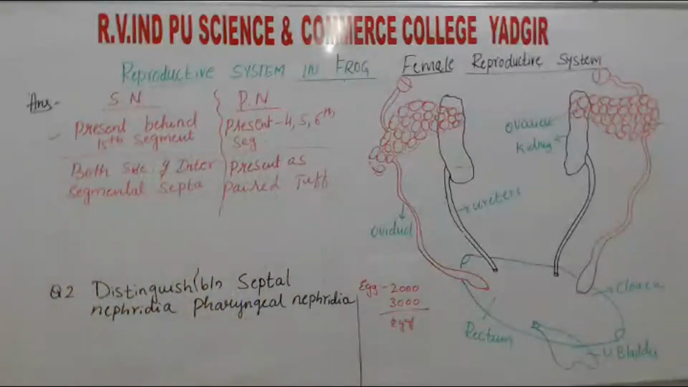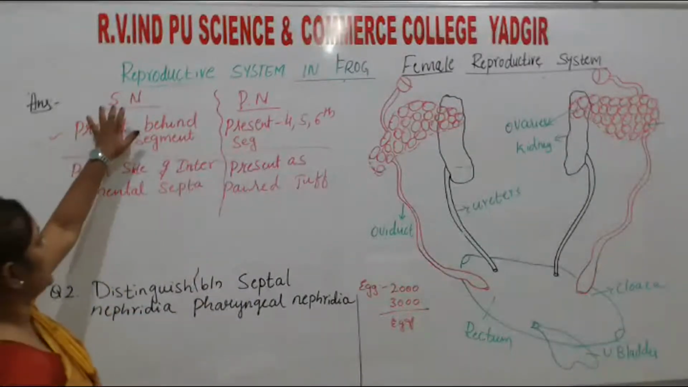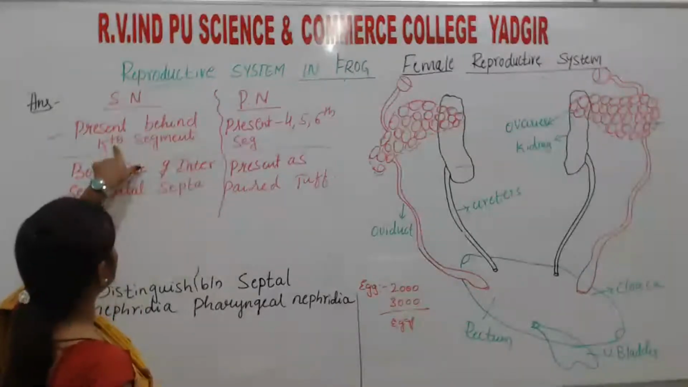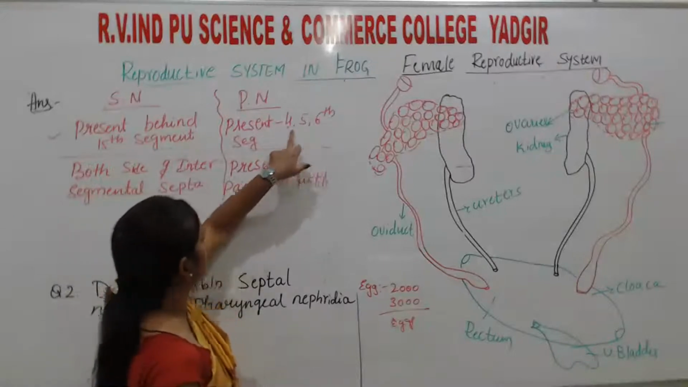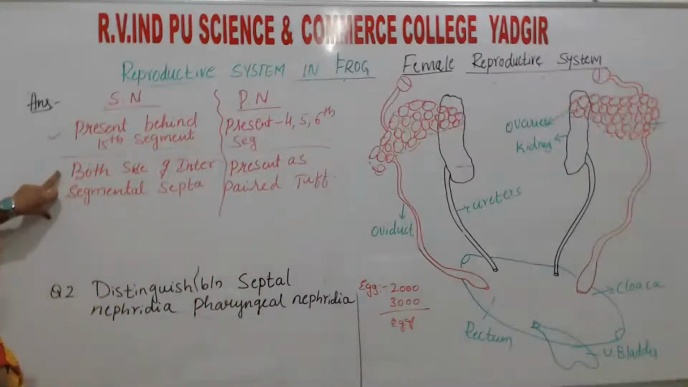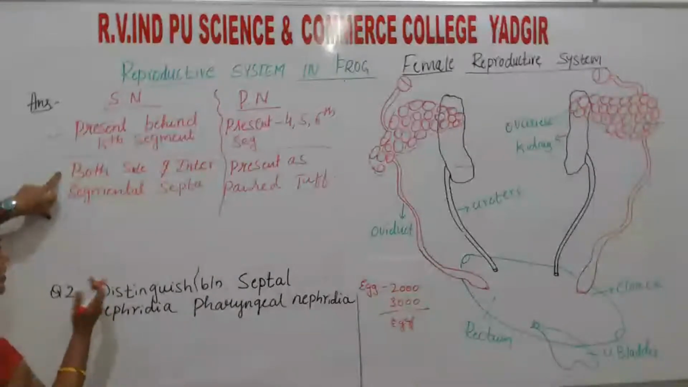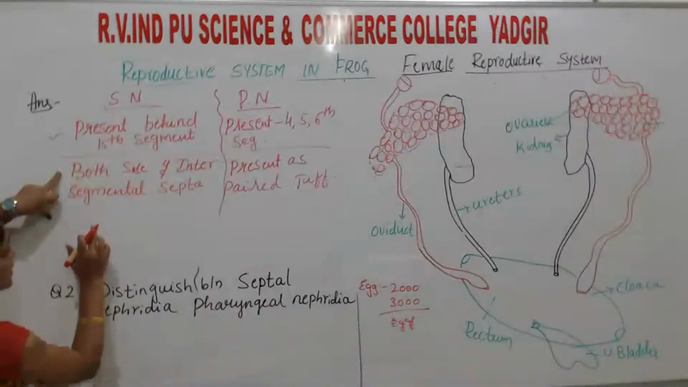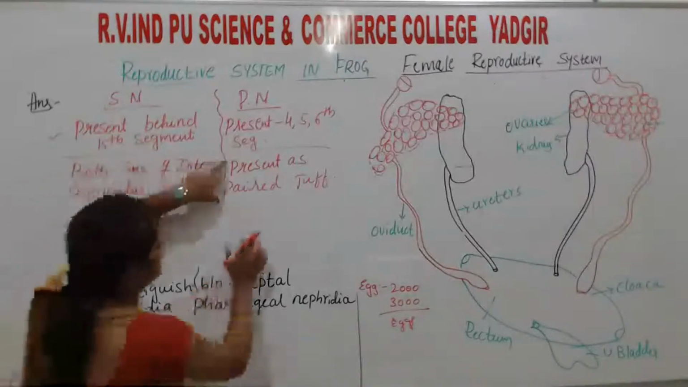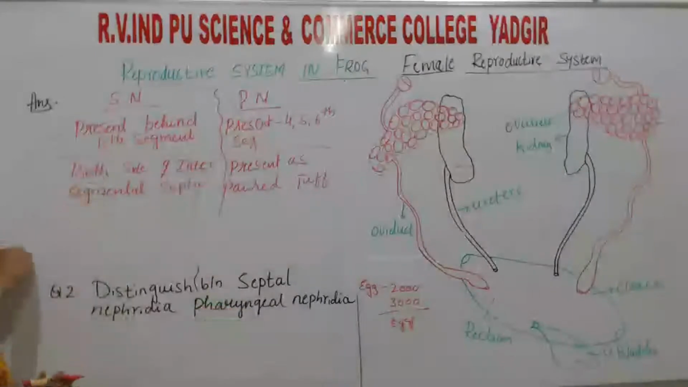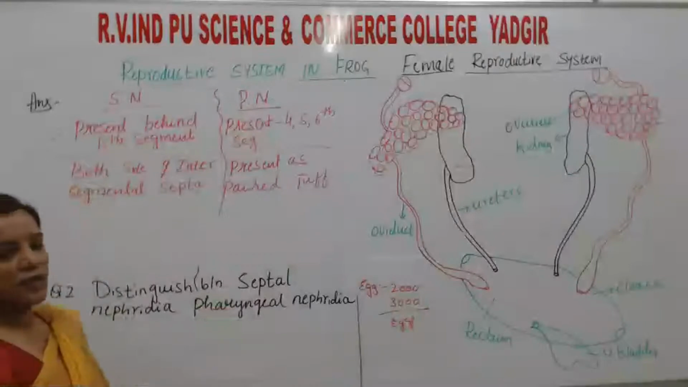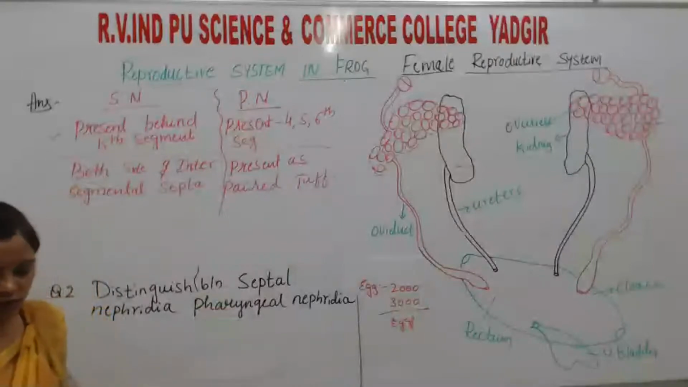Septal nephridia as well as the pharyngeal nephridia: one is present behind the 15th segment, and the other is present in the 4th, 5th, 6th segments. If you see the diagram of the earthworm, you will come to know the intersegmental septa is present, and here paired tufts are present. So these are the two questions, the differences you can see.